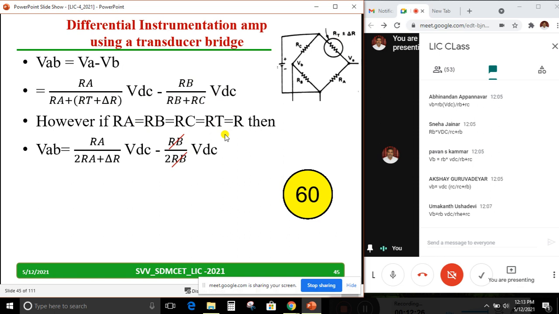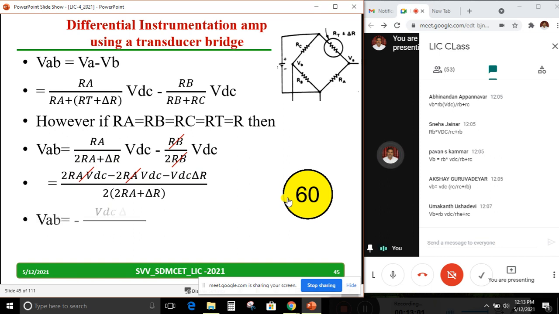RB get cancelled, and I will take an LCM, and I will write down 2RA VDC minus 2RA VDC for the second term, and remaining is delta R into VDC minus delta R into VDC, and the denominator will get a 2 into whatever is there, 2RA plus delta R. And what I do, I just simplify it. I will cancel these two, like a minus A, then remaining I will write down minus VDC delta R divided by 2 into bracket 2RA plus delta R.